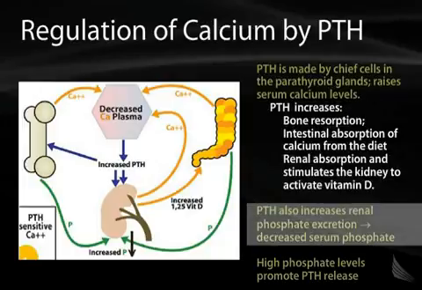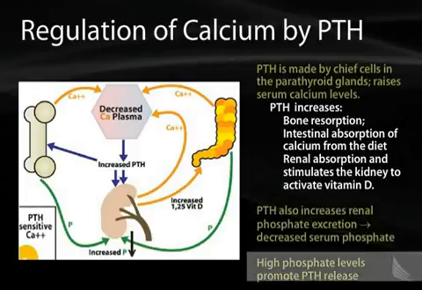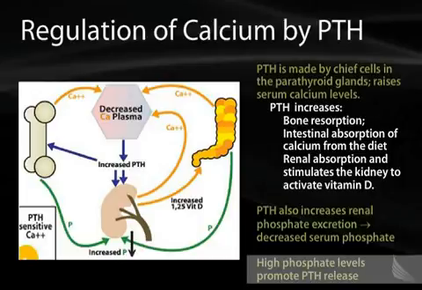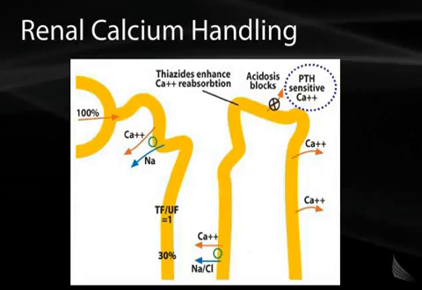It is important to note that PTH also increases renal phosphate excretion and therefore decreases serum phosphate. High phosphate levels by themselves can promote PTH release, but the key inducer of PTH release is low calcium. There are specific channels in the kidney that help reabsorb calcium directly, and these are PTH-sensitive calcium channels, as illustrated schematically in this slide.